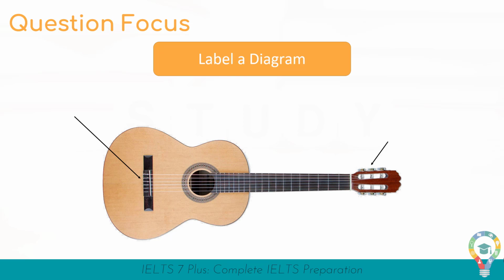Okay, moving on, we have label a diagram, and here is a picture of a guitar. Quite simply, we label like this. A would be string, B would be tuner. Now, again, the answers come from the text.